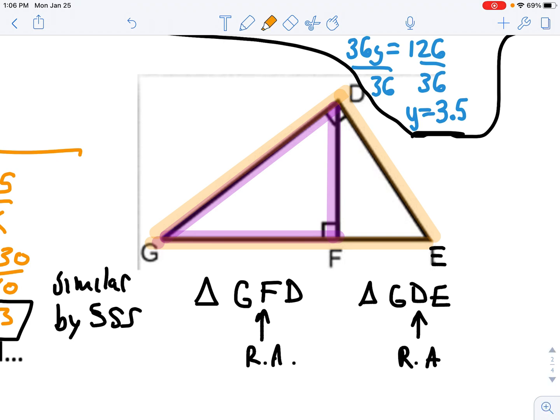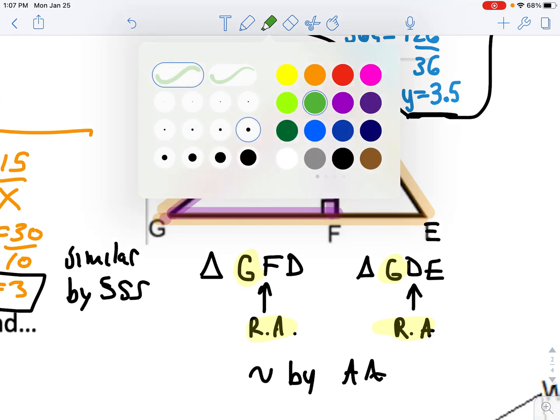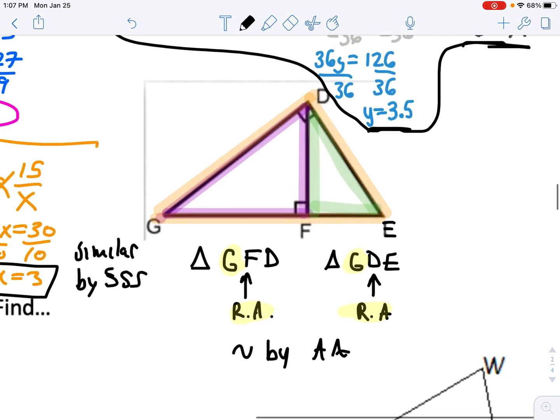All right, so we have a right angle, and we have angle G in both of these, and a right angle. So in the purple one and the orange one, they both have angle G and a right angle. So I'm going to say squiggly line, similar by angle angle. Next, what do we got going on here? We got this green triangle. So this green triangle is triangle DFE. And F is a right angle.